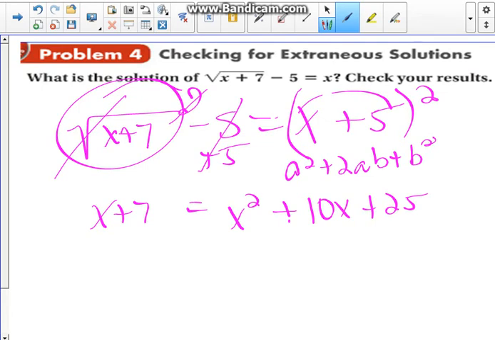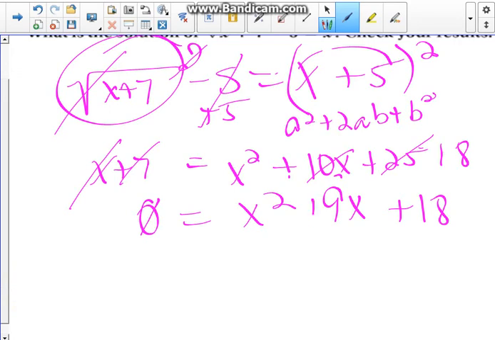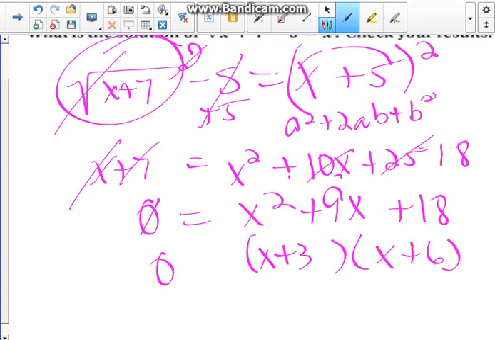Okay, now let's get everything on one side of the equation. So subtract 7 from each side, and we're left with an 18. And then subtract x from each side, and that leaves us with a 9x. So we're left with 0 equals x squared plus 9x plus 18. Now that we can factor into x plus 3 times x plus 6. So that means that x is either equal to -3 or x is equal to -6.